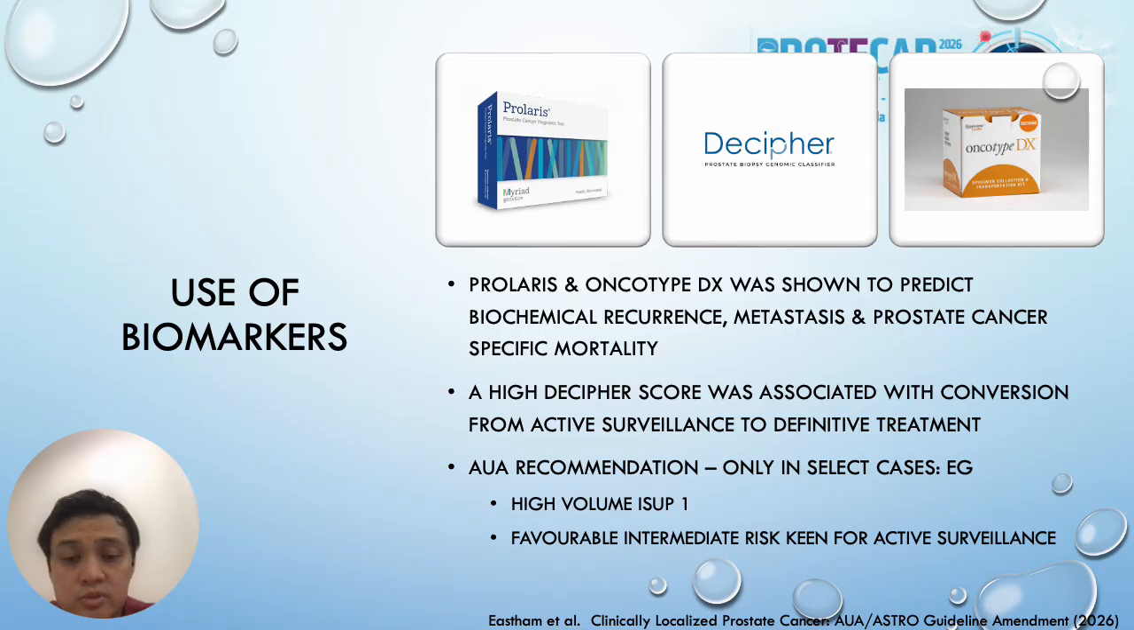However, this should be used sparingly, not for all patients. For example, the AUA recommendation is to use it for high volume ISUP 1 to decide whether you should stay in active surveillance or not, and also for favorable intermediate risk patients who may be keen for active surveillance. So then is it a good idea for them to go for active surveillance or not?